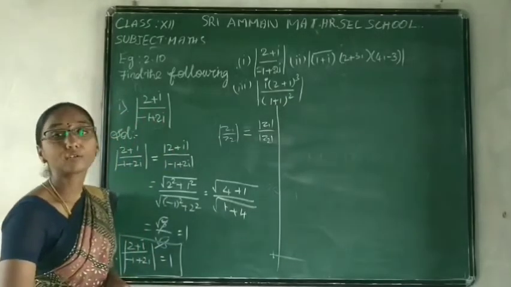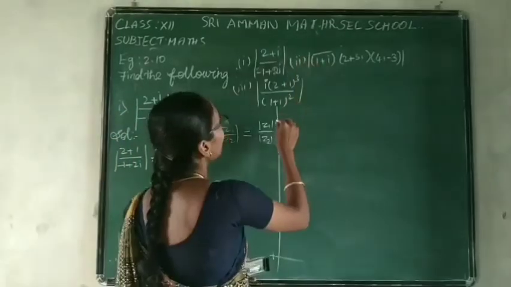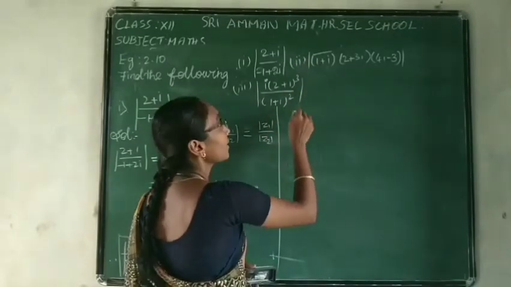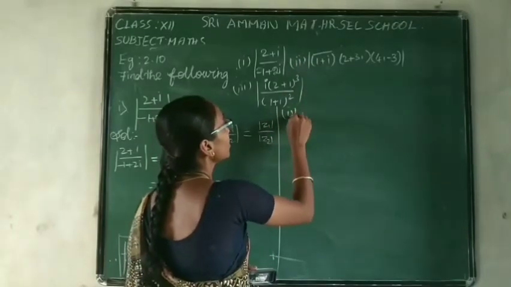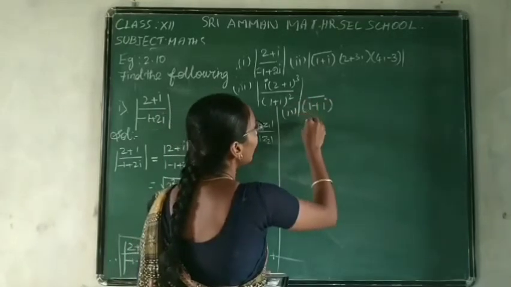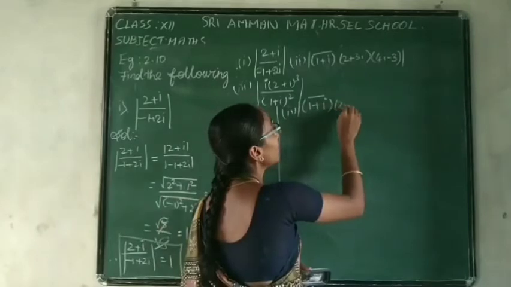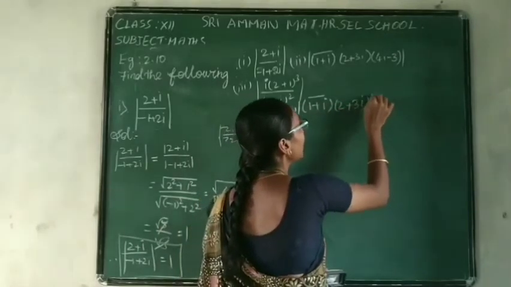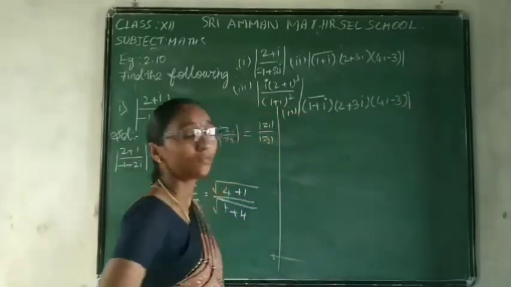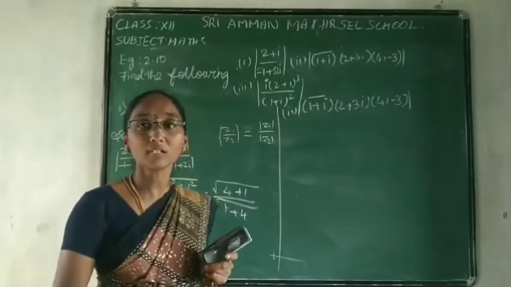And then the second question. Example 2.10, second sum. What is this question? Modulus of (1 plus i) whole bar into (2 plus 3i) into (4i minus 3). This is the question. We want to find the answer for this question.